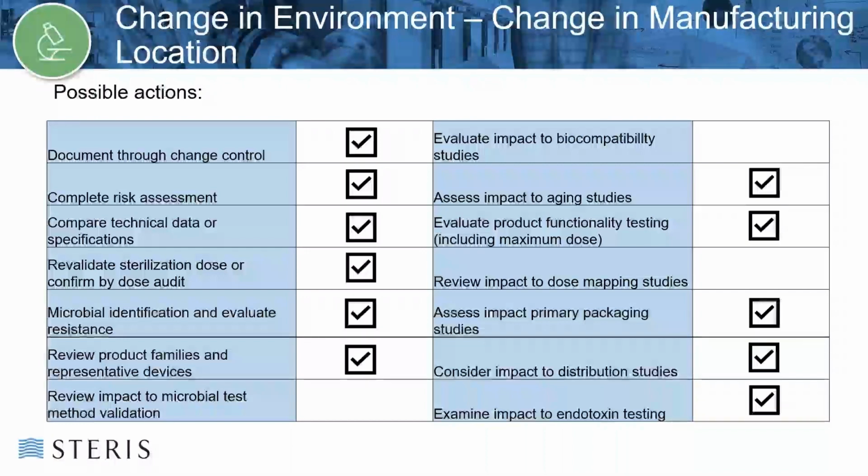Additional considerations outside of irradiation validation might be the impact to aging, packaging, and distribution studies. If the storage or transportation condition of product is changed, for instance, in a different geographical location with hot, cold, or humidity extremes. Similarly, an assessment of existing product functionality studies should be evaluated for the impact of a change in potential temperature and humidity extremes in comparison to historical studies.